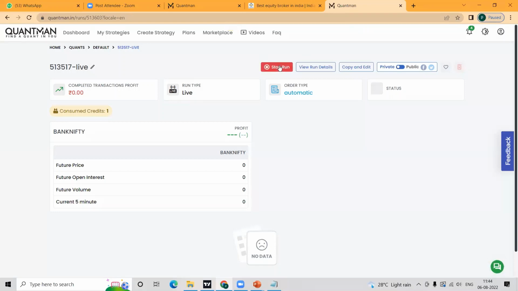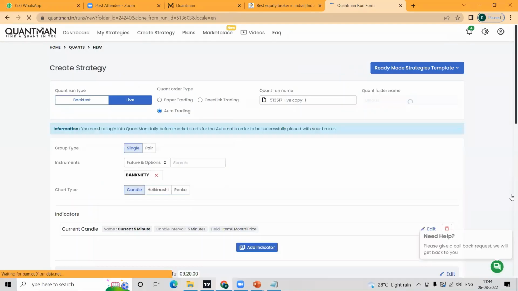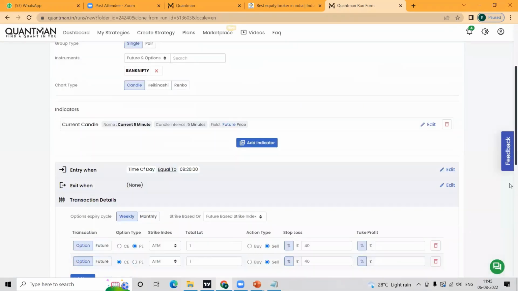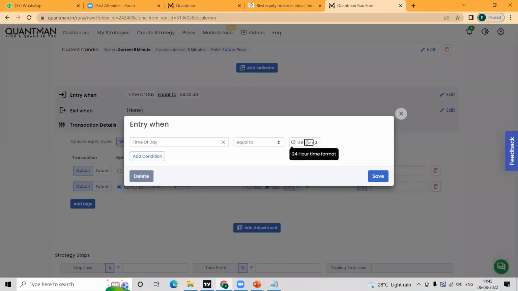If you want to stop the run, stop the run. If you want to edit some parameters, click copy and edit. You may change the time also. For example, instead of 9:20, you may choose 9:45, or if you want to take the trades only at 12:30, we will do that. We are giving second by second options also, because if everyone places orders at 3:15, liquidity will be lesser, so slippages will be huge.